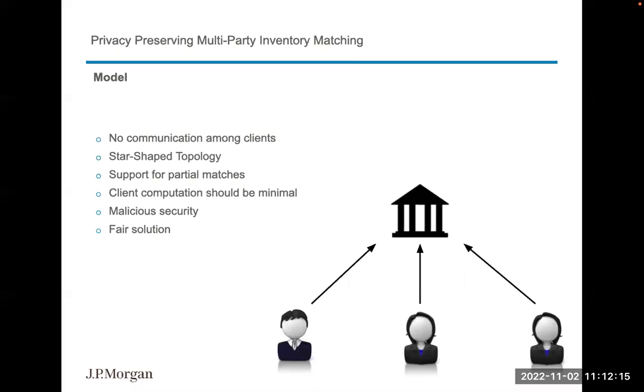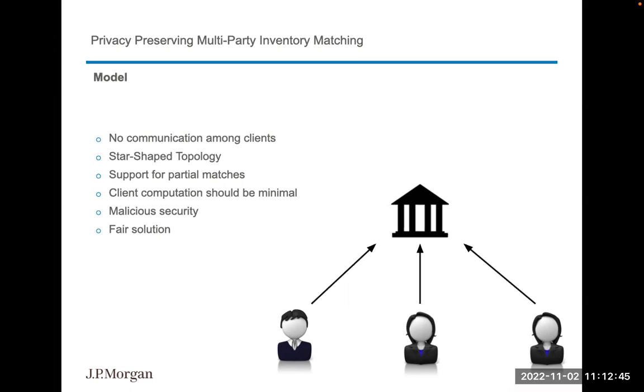So here is the model. First of all, the clients, as I said, didn't want to install anything. Also, they don't want to communicate with the other clients. This is an even bigger problem because we're running this auction every 30 minutes, so you don't even know who's going to show up in every round. We should not have communication between the clients. So it's like a star topology where everybody talks to the bank.